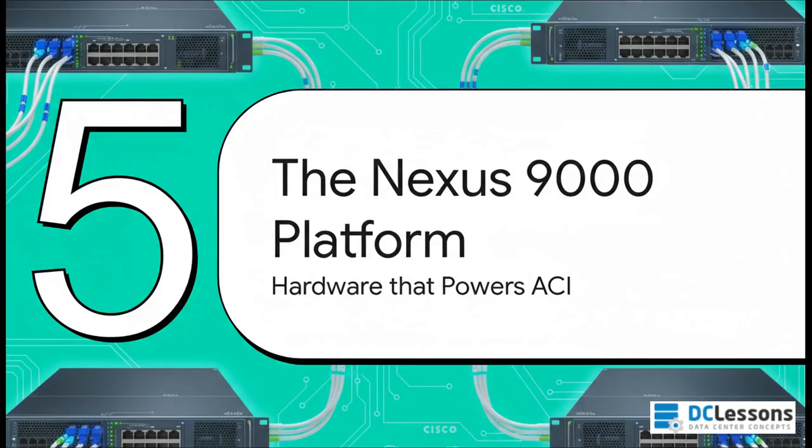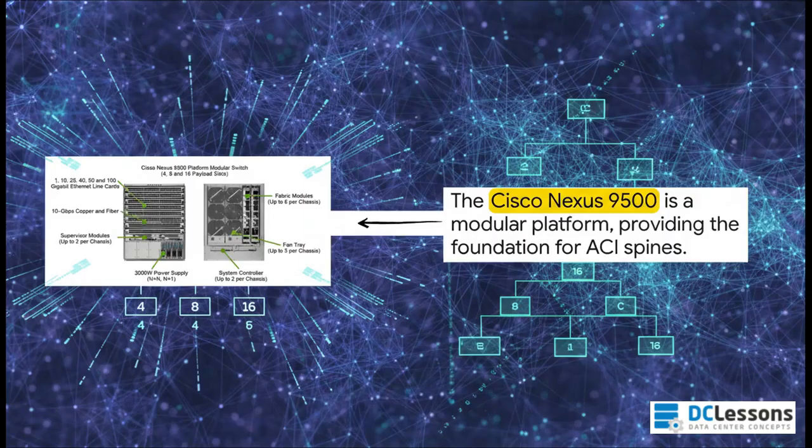And finally, let's look at the powerful hardware that makes all of this possible. The entire ACI fabric is built on the Cisco Nexus 9000 series of switches, which are purpose-built for exactly this kind of environment. All right, let's talk about the hardware that powers this beast. At the very heart of the biggest ACI fabrics is the Nexus 9500. This thing is an absolute monster.